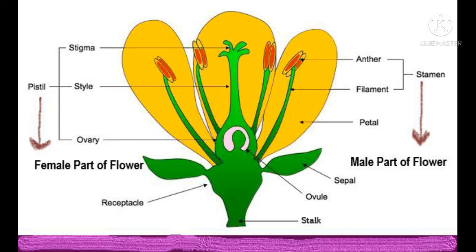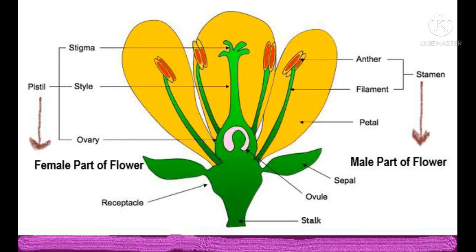Now sepal is the first whorl of the flower, which is green in color, and a group of sepals is known as calyx. And the second whorl of the flower is petal, a colored leaf, and a group of petals is known as corolla. Now the third part of the flower is stamen, which is the male part of the flower.